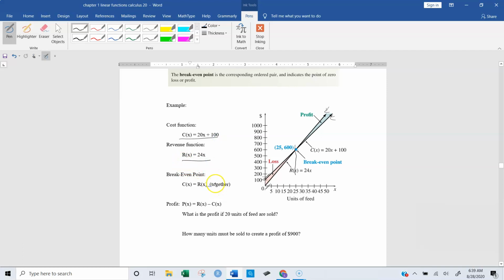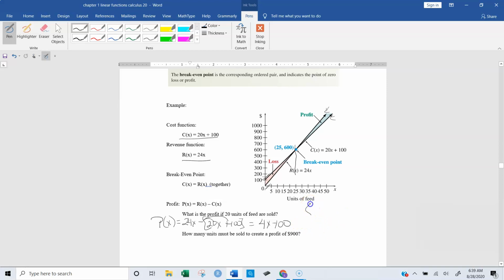My revenue is 24x. We can do this two ways. We can first actually create the equation. So I can say my profit is equal to 24x minus (20x plus 100). Okay, distribute your negative. So I have 24x minus 20x, which is 4x minus 100. It's my actual profit. And then I can just plug the 20 into here.